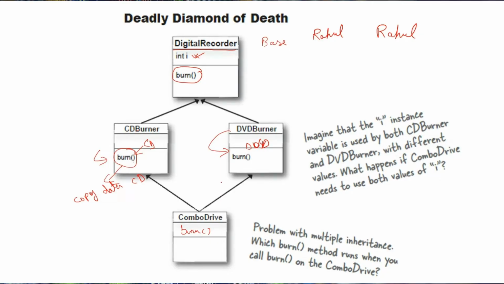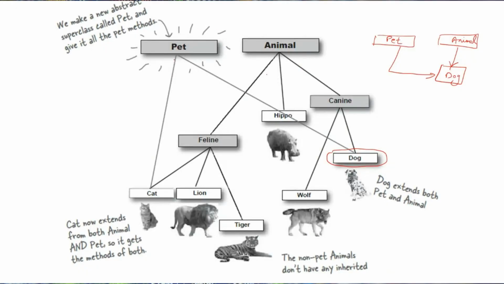This problem is called the deadly diamond of death, because it forms a diamond, and this diamond sometimes becomes deadly, not sometimes, always it becomes deadly. So that's why Java stopped multiple inheritance, and that's the biggest problem of multiple inheritance. That thing is called ambiguity, the deadly diamond of death. That means the ambiguity of which burn to call. Java gives a solution for this problem also, but in a different way, not in the traditional multiple inheritance way.